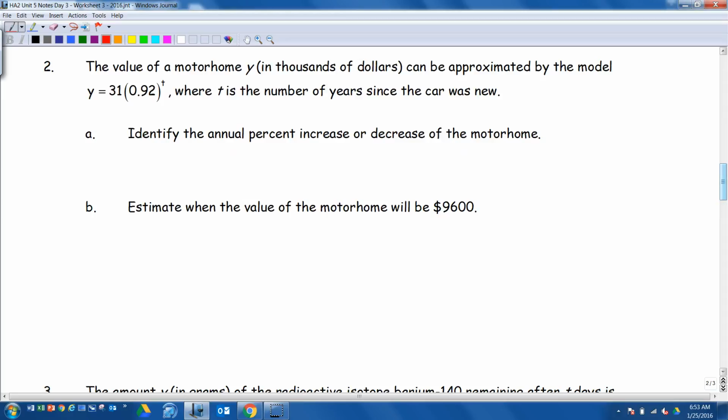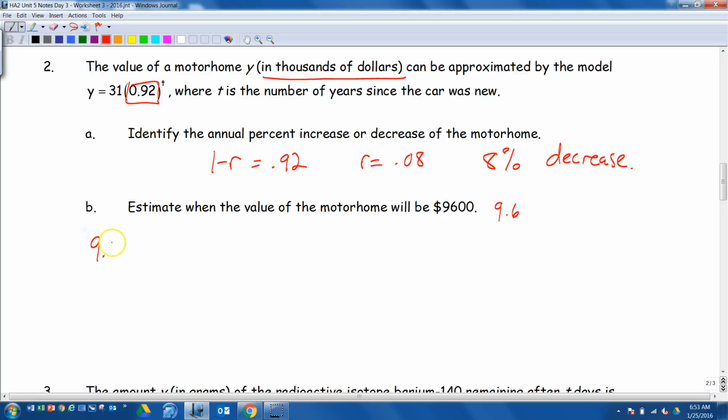The value of a motorhome, Y, in thousands of dollars, can be approximated by the model 31 times 0.92 to the T, where T is the number of years since the motorhome was new. Identify the percent annual increase or decrease. Well, our decay factor is 1 minus r, and that's equal to 0.92, which means that r had to be 0.08, which means that it's decreasing by 8%. Estimate when the value of the motorhome will be $9,600. Remember, since we're in thousands, I'm looking at 9.6. So this is where you plug in your calculator. 9.6 equals 31. By the way, it was 31,000 when you bought it, based on this.